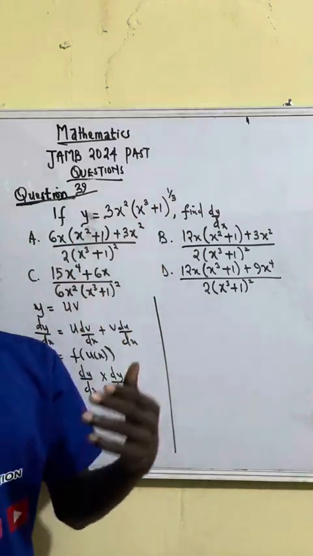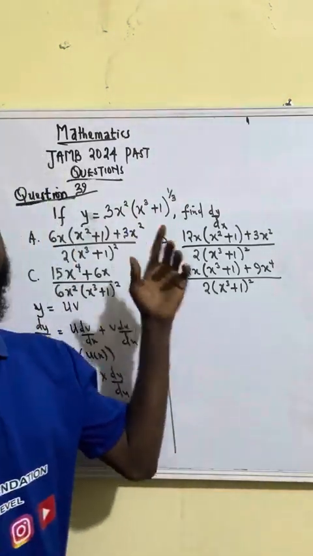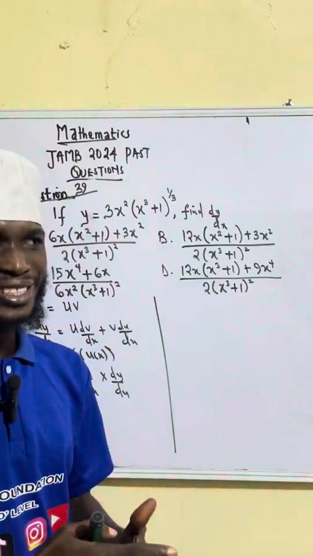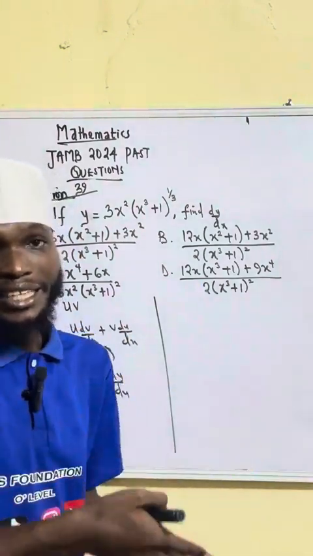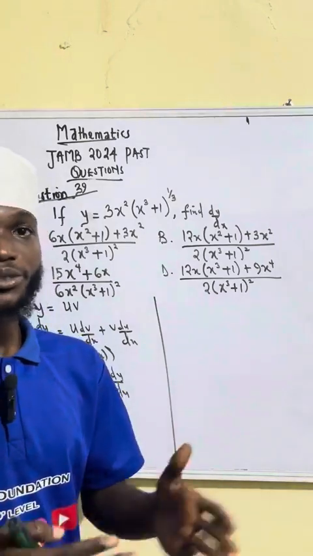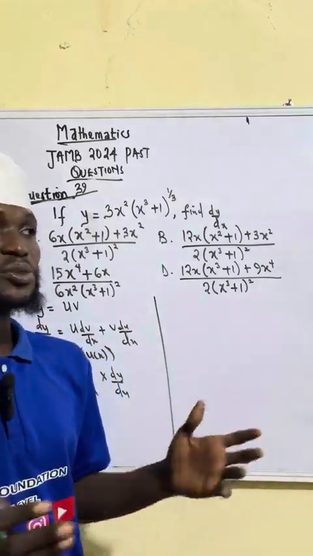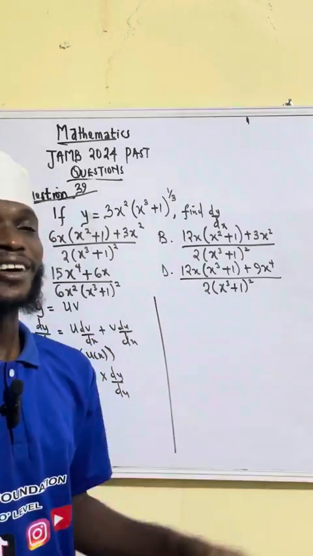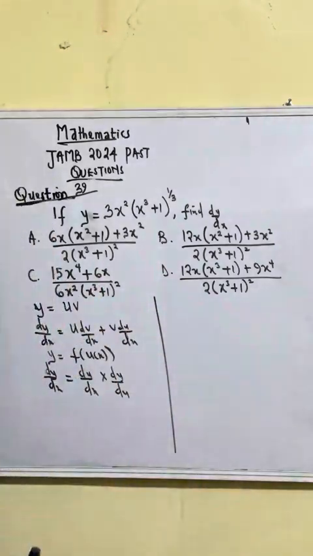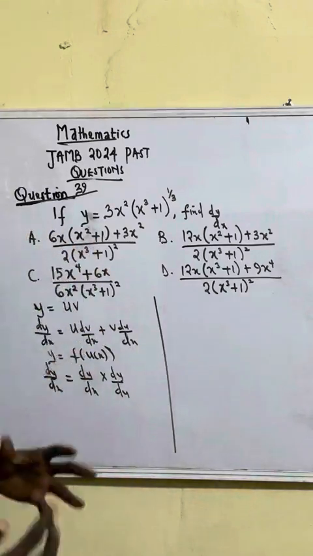So this is why you don't need to be running away from further maths. They are now bringing complex further mathematics inside maths. That is why if you do further maths and maths together, you will have a vast understanding. Those that always run away from further maths, saying I'm not doing further maths, this is where you will see that it is important to combine the two.